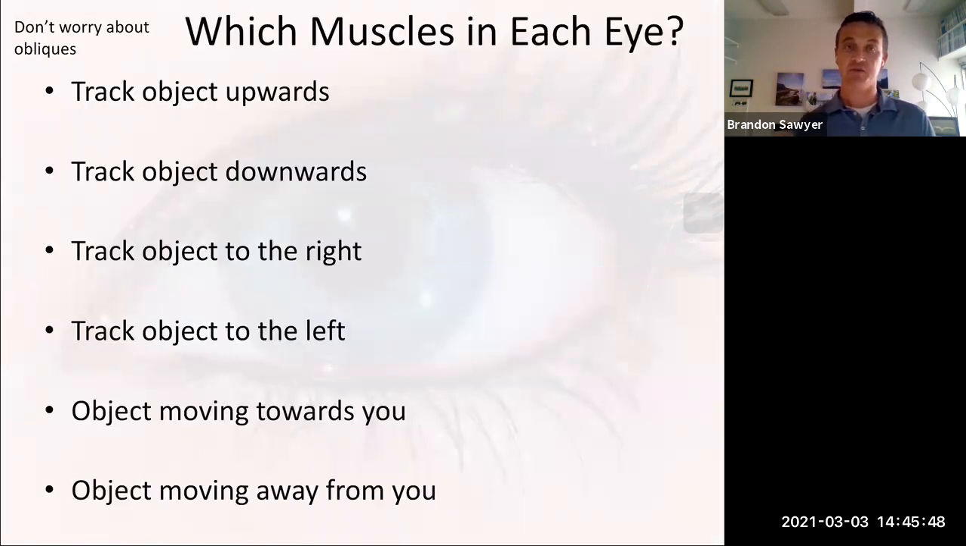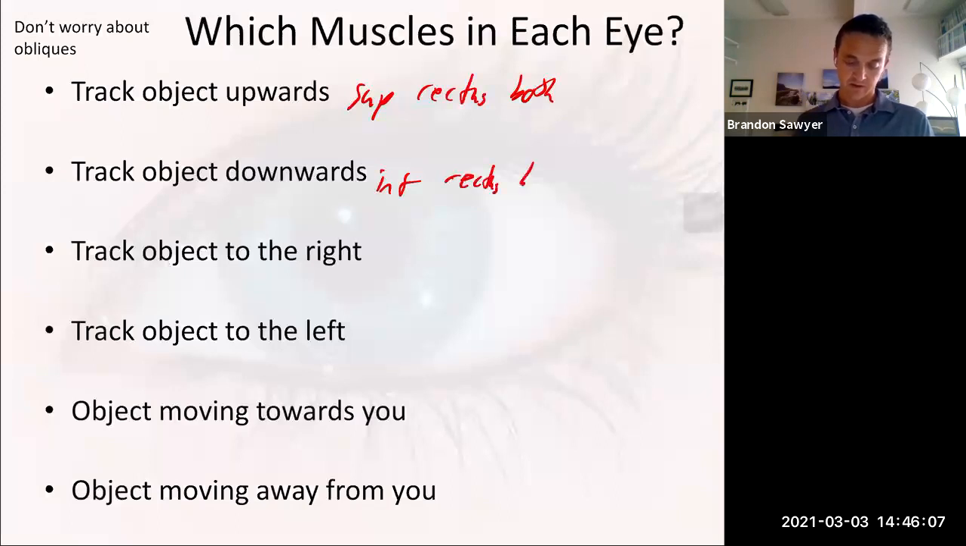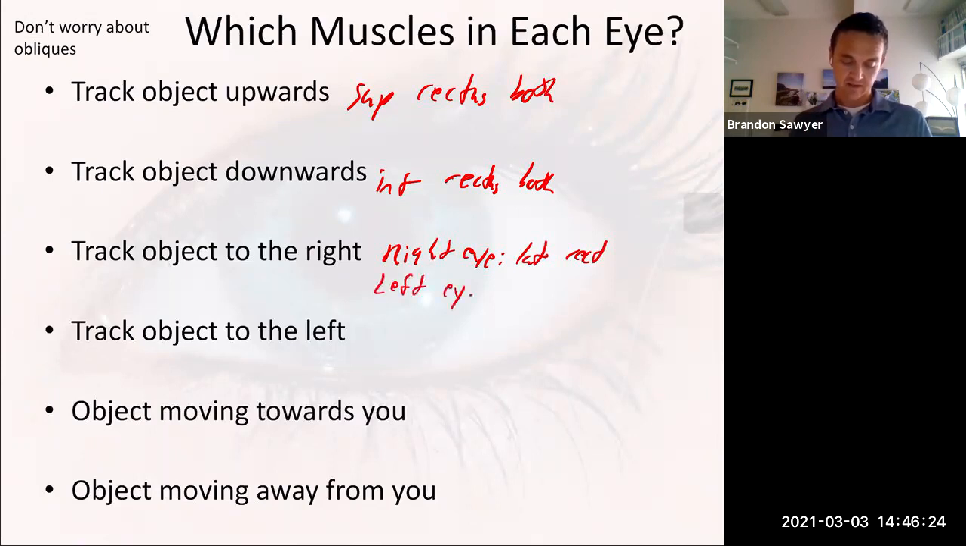This would be good practice for you to walk through. When you're tracking an object upwards, when you're using your eyes to go up, what are you using? You're using your superior rectus muscles on both eyes, right? And then you'd want to know which nerve innervates those. If you're going downwards, using your inferior rectus on both, that's easy. But what about when you track an object to the right? Then you want to think about your right eye. It's going to be the lateral rectus, but the left eye is going medially, so the left eye is going to be the medial rectus.